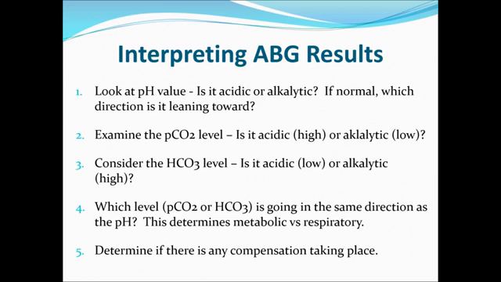So kind of flipping back to ABGs a little bit, and this should be a review from foundations, because you did cover ABGs in foundations. If you're looking at the very basic interpretation, you start by looking at the pH level and determining if it's acidic or alkalotic. If there is a normal pH, you want to see what direction it's leaning towards. Once you've done that, you then want to look at the PCO2.